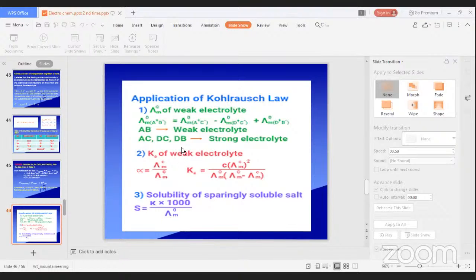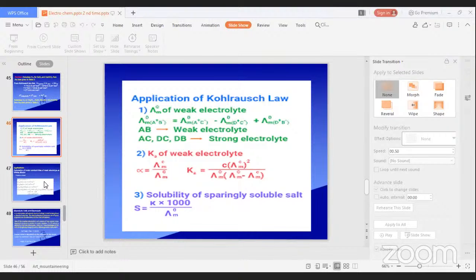Also, the second application of the Kohlrausch law is we can calculate the dissociation constant or association constant Ka by using this. And the third application of the Kohlrausch law is solubility. We can also calculate the solubility. Here solubility S equals K into 1000 by lambda naught M. We have to substitute lambda naught M here. So these all are the limiting molar conductivities. See this one: solubility S equals specific conductance into 1000 divided by lambda naught M. Here lambda naught M represents the limiting molar conductivity. These three are the applications of the Kohlrausch law.